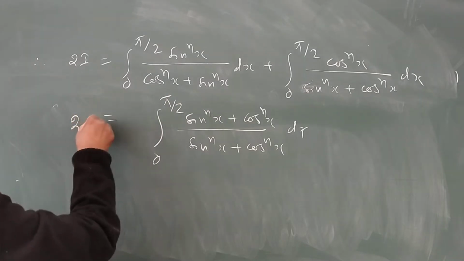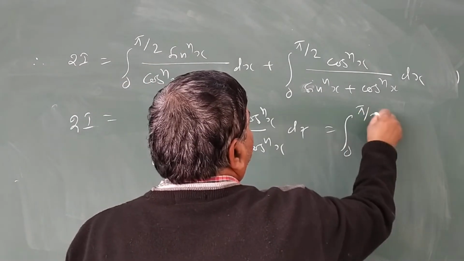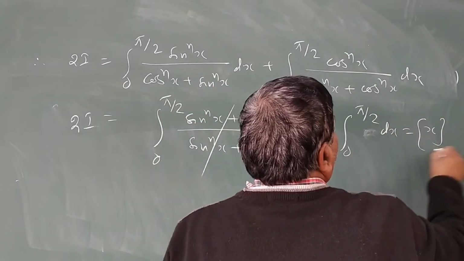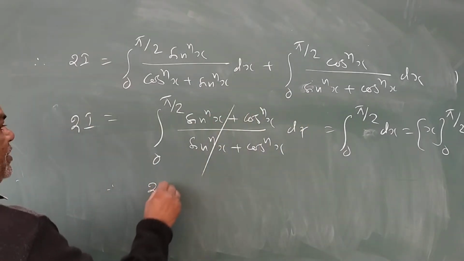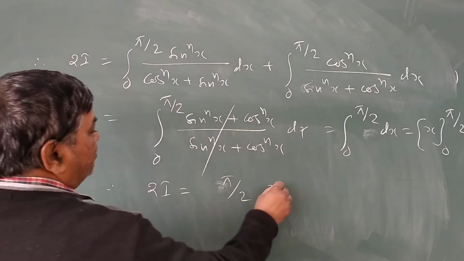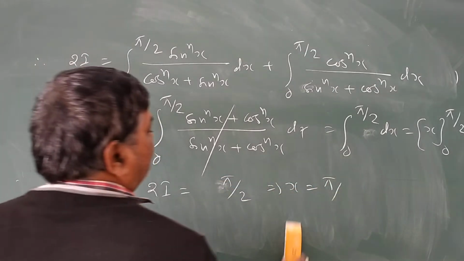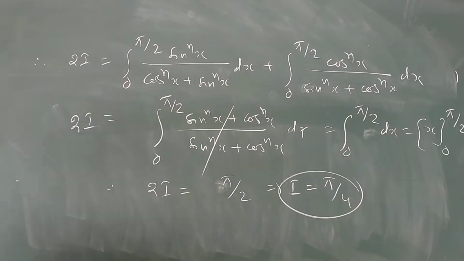This is 2I. This will be cancelled. So, integral from 0 to pi by 2 of dx is x from 0 to pi by 2. So, 2I is equal to pi by 2, so I is equal to pi by 4. So, this is the result.